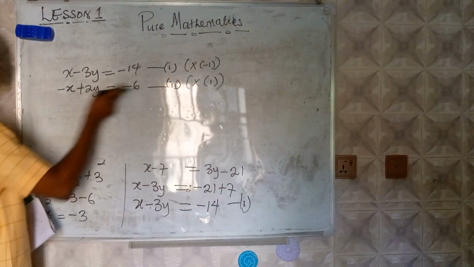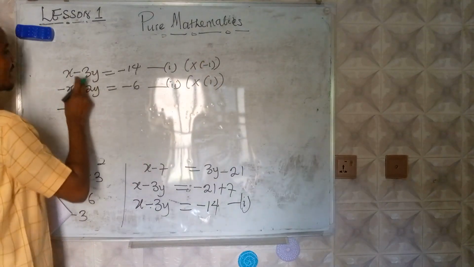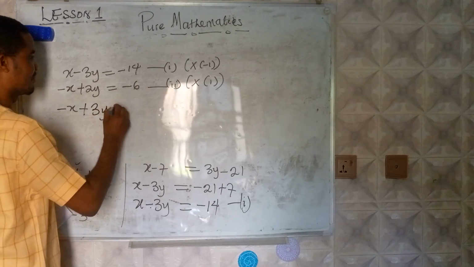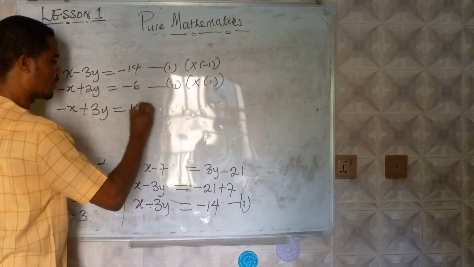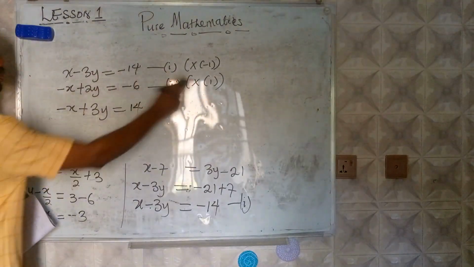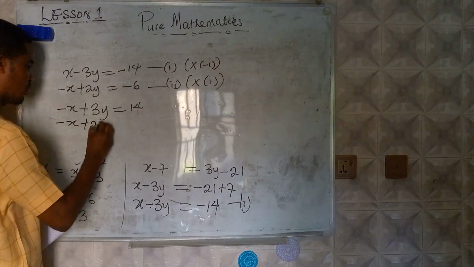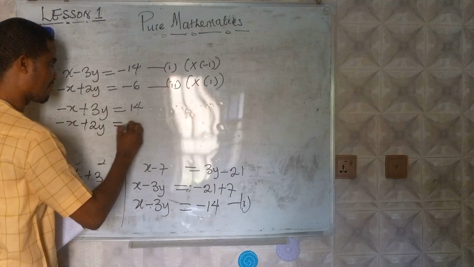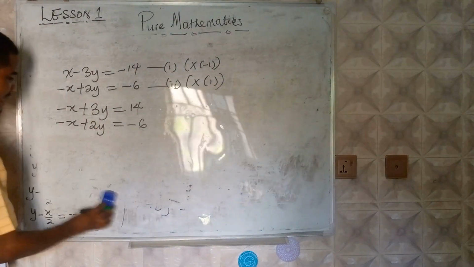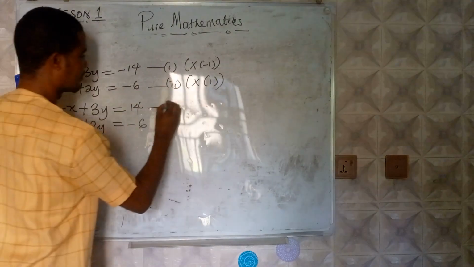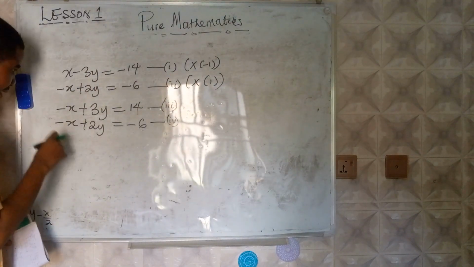So minus 1 times x will give me minus x. Minus 1 times minus 3 will give me plus 3y. Minus 1 times minus 14 will give me plus 14. This one, 1 times this will still give me minus x. 1 times this will still give me plus 2y. 1 times this will still give me minus 6. It doesn't change. Okay? So I've got equation 3 and equation 4.